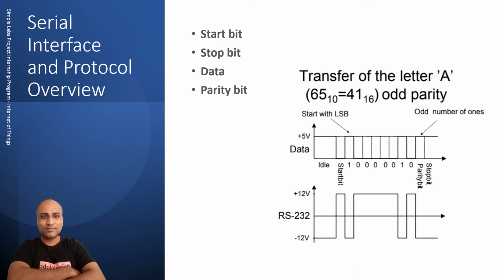In case of an even parity in the protocol, it will count the number of bits. In case this were an even parity bit, this would become 0. This would not be a 1, this would be 0. The parity bit would also be 0 because it's already even. So I hope you're clear on the parity bit. We'll look at more of this. So these are some of the concepts which you need to understand.